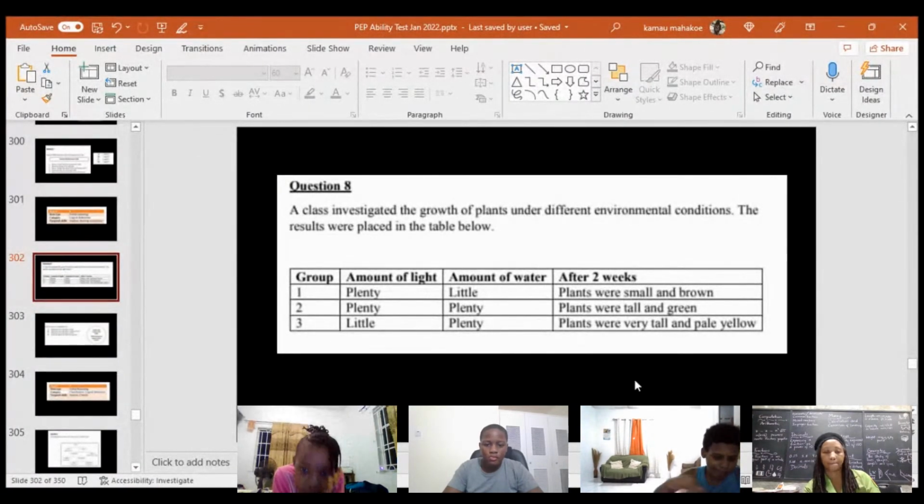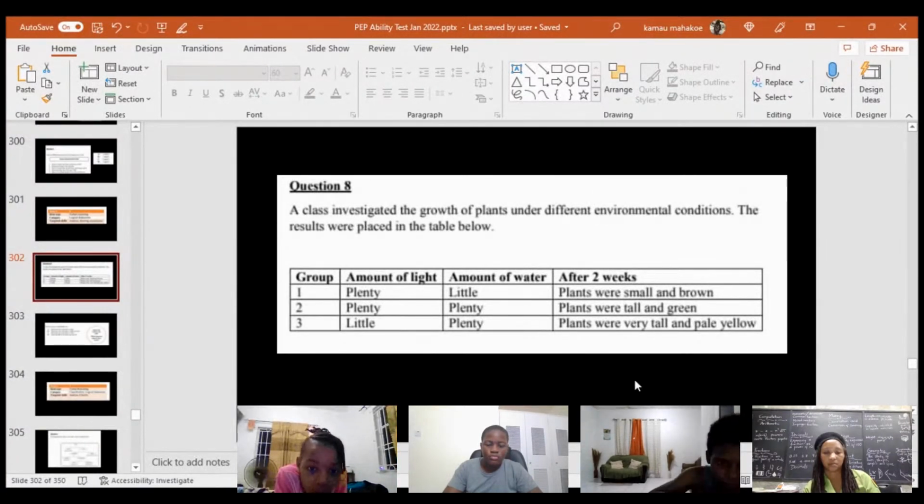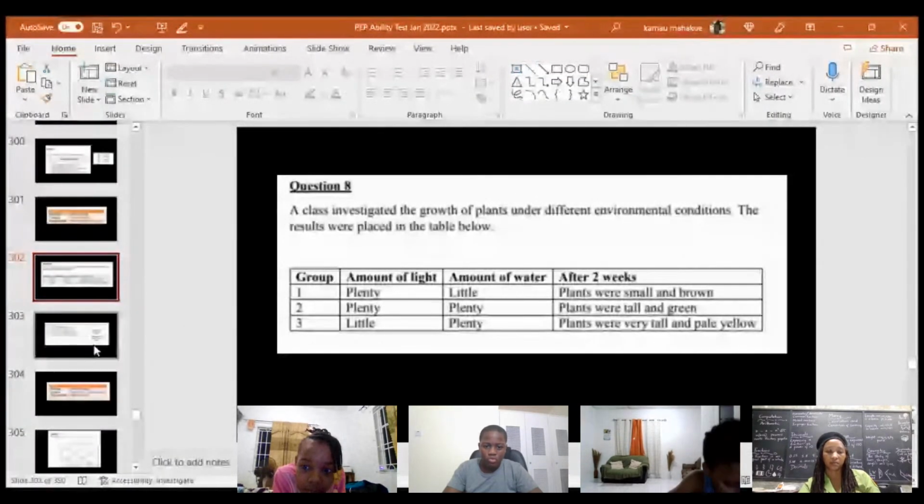Question 8. A class investigated the growth of plants under environmental conditions. The results were placed in the table below. Group 1, amount of light, plenty. Amount of water, little. After 2 weeks, plants were small and brown. Group 2, amount of light, plenty. Amount of water, plenty. Plants were tall and green. Group 3, amount of light, little. Amount of water, plenty. After 2 weeks, plants were very tall and pale yellow.